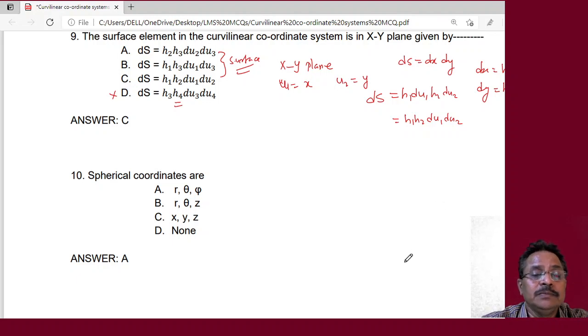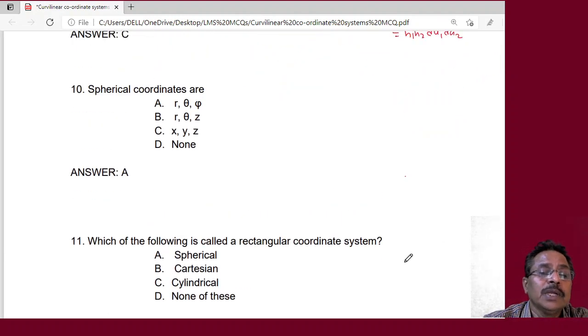Now question number 10. In spherical coordinates, what are the coordinates of the spherical coordinate system? It's very simple: r, theta and phi. Two are angular and one is linear. We know that r varies from 0 to infinity, so r takes all positive values. Theta in this case varies from 0 to how much?